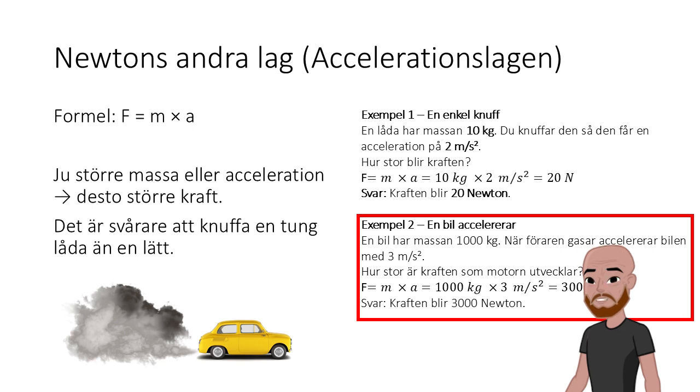Using the formula F equals m times a, we get 1,000 kilograms times 3 meters per second squared, which equals 3,000 newtons. That means the car's engine delivers a force of 3,000 newtons to make the car accelerate. And just like with the box, the heavier the vehicle, or the faster you want it to speed up, the more force the engine needs to provide.